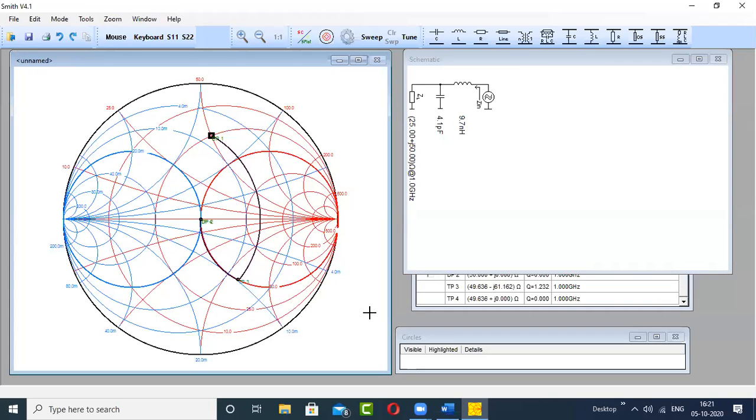So now you can see that this time the second component, which is in series, is an inductor. Earlier it was a capacitor. The first was a shunt capacitor, and here also the first component is a shunt capacitor. But the second component, earlier it was a capacitor, this time it is an inductor. If any further queries there, you can ask. If you don't have any query, then I will ask.